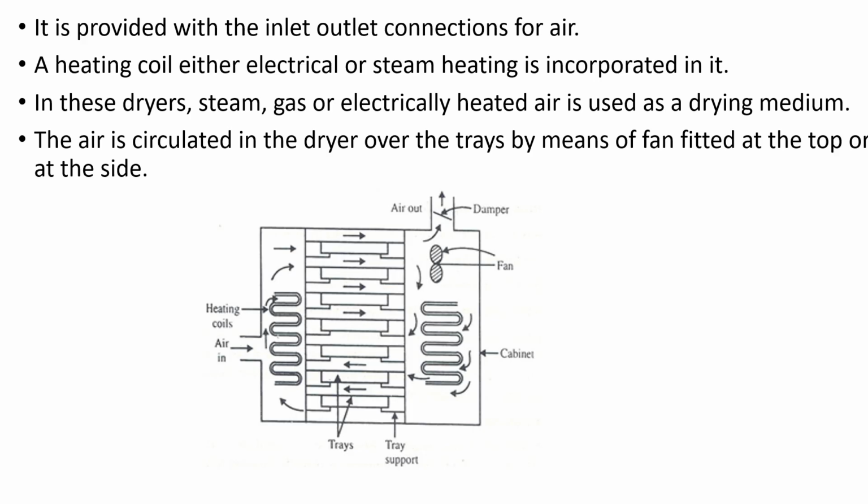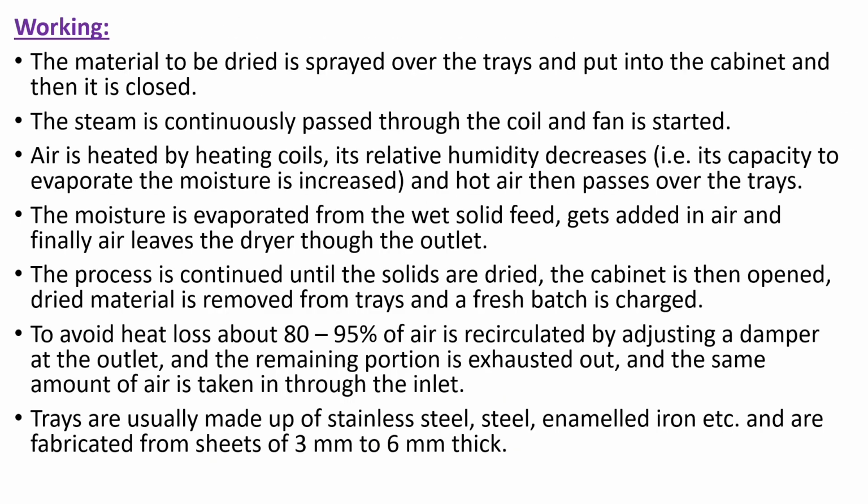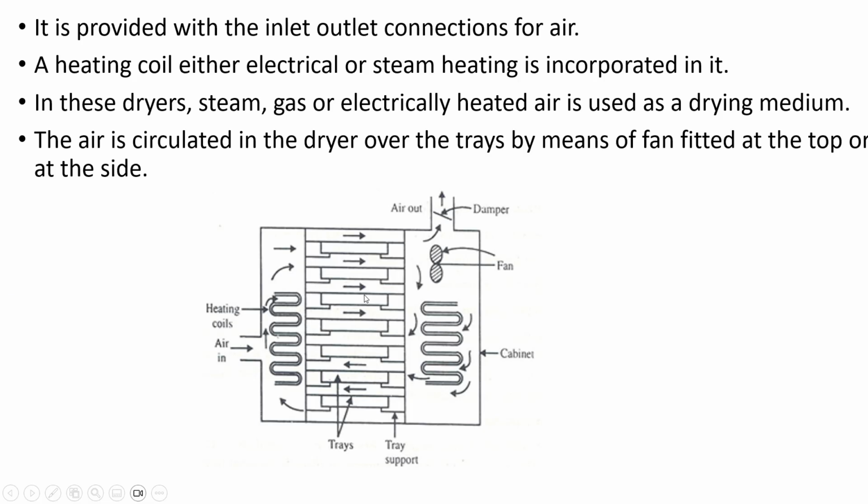Then how tray dryers work: first we will spread the wet material uniformly on trays. Then trays are placed inside the cabinet. Cabinet is closed. Then with the heating process, steam or electricity heats the coils, so the air becomes hot. Then with the drying, fans circulate hot air, as we said, over the wet material. So hot air absorbs all the moisture from the material.